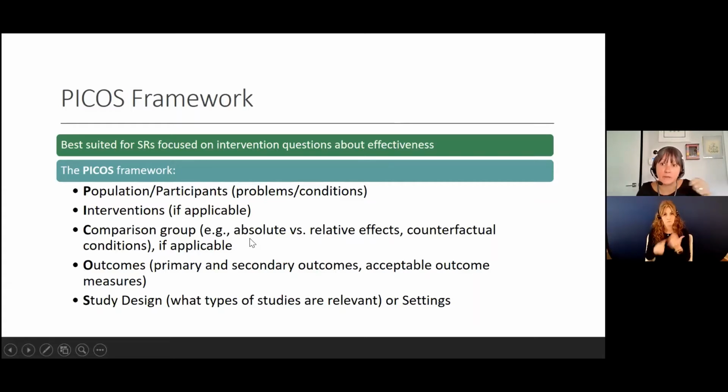And you can see where this is more directed at interventions. Outcomes. What are the primary and secondary outcomes that are of most interest in our systematic review? And then S is typically study designs. What study designs are going to be most appropriate for the question we're asking. And sometimes some people think about S as also settings, if that's a relevant piece of your systematic review.